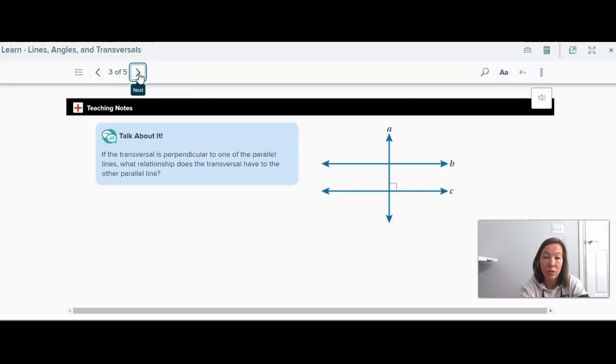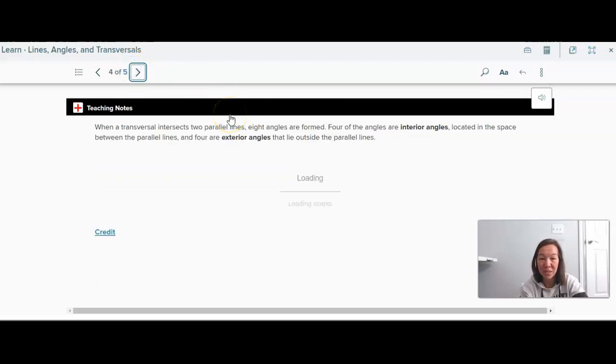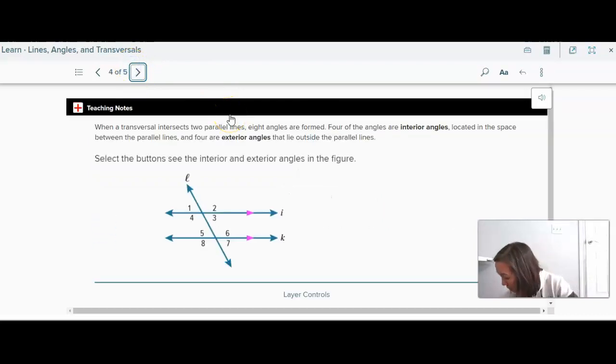Now, if the transversal is perpendicular to one of the parallel lines, then what do you think is true? If A is perpendicular to C, then A is also going to end up being perpendicular to B. So there's a few things there. The other thing we're going to be looking at is on page 382.